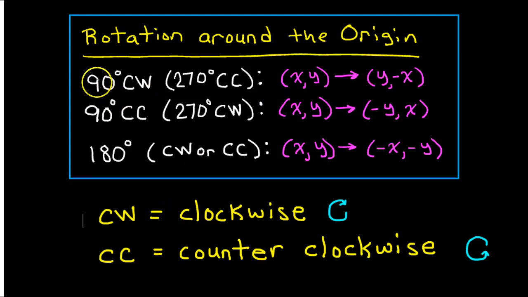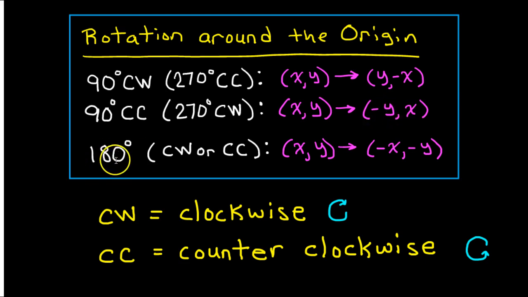If you're going to do a 90-degree clockwise rotation, clockwise means in this direction like a clock, then the x and y switch places, but the x value changes signs. If you're going to do a rotation around the origin that is 90 degrees counterclockwise, meaning this direction, then the x and y still switch places, but now it's the y value that changes signs.